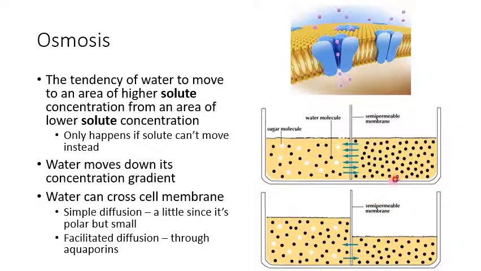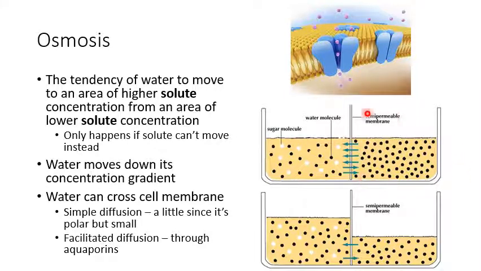So you have a beaker here that's filled with water, and in the middle of the beaker you have a membrane. So that's kind of creating a barrier and dividing this beaker into two sides. The black molecules here are water, and the white molecules are sugar.